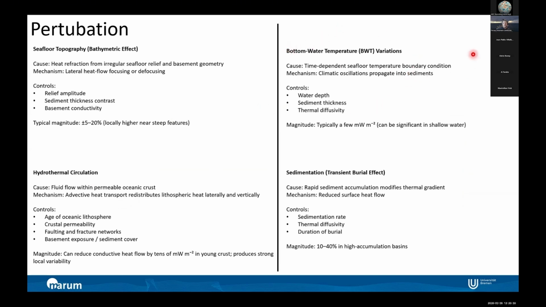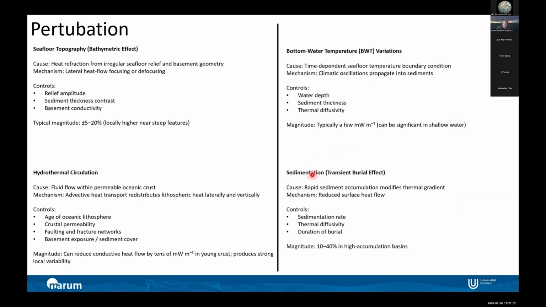Then the third one is bottom water temperature variations. This is a mechanism due to climate oscillations that propagate into the sediment. This perturbation is particularly important if you measure heat flow in shallow waters, for example, on continental shelves, or if you measure heat flow in lakes.